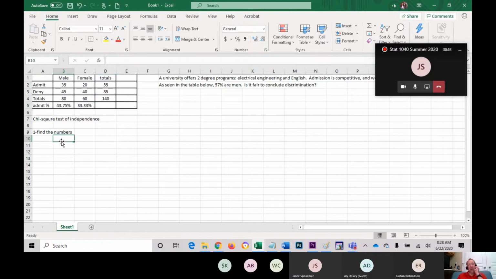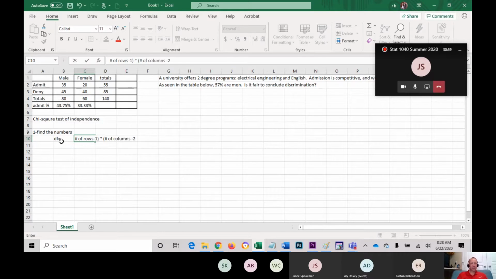Now, the other thing with the chi-square test is you have degrees of freedom, okay? But in the past, we've always said degrees of freedom was n minus 1. But in this case, it's your number of rows minus 1 times your number of columns minus 1. Okay, so this is a different degrees of freedom.